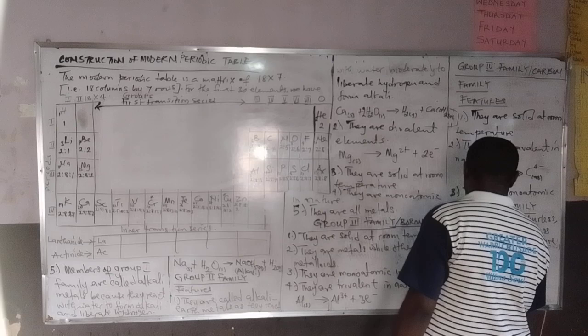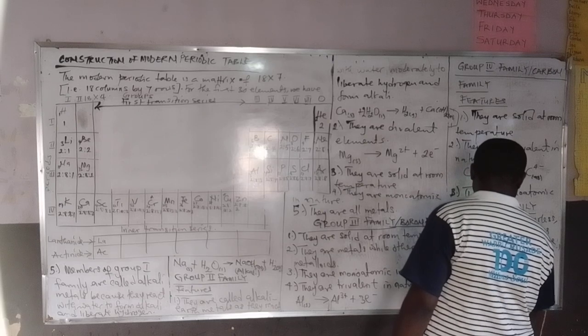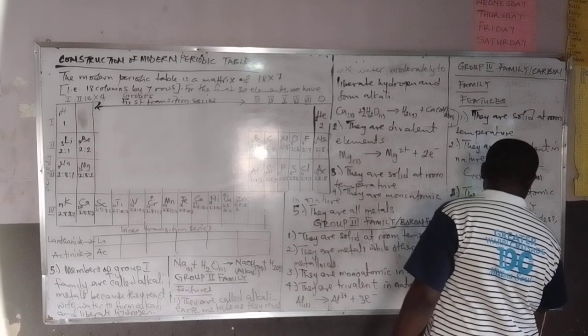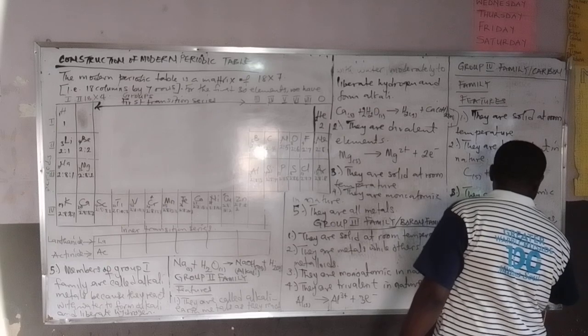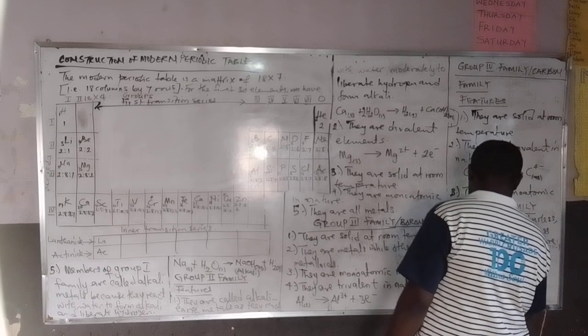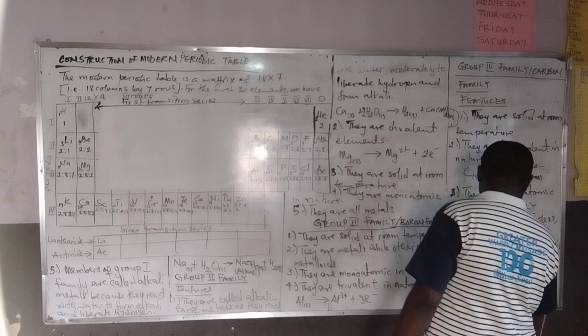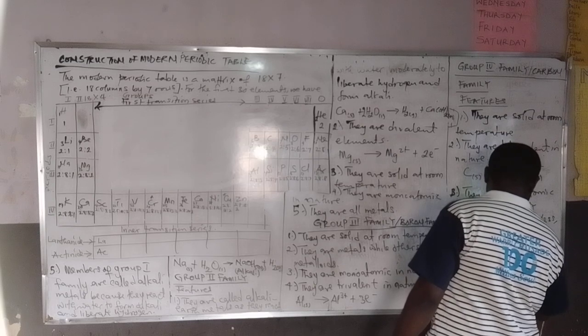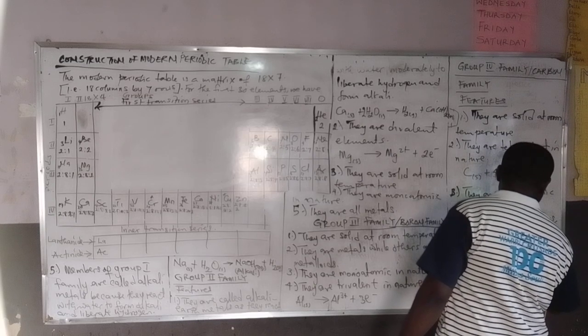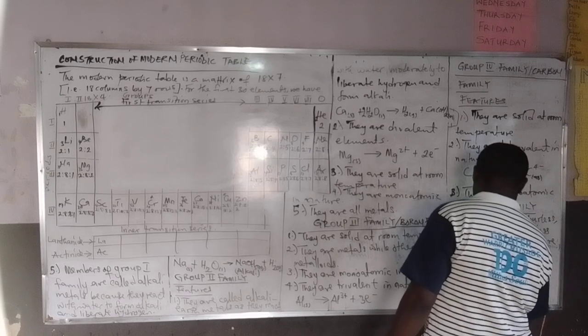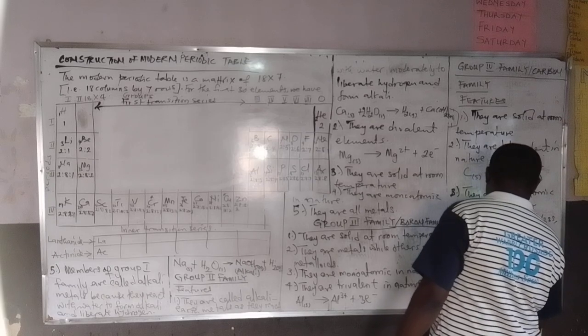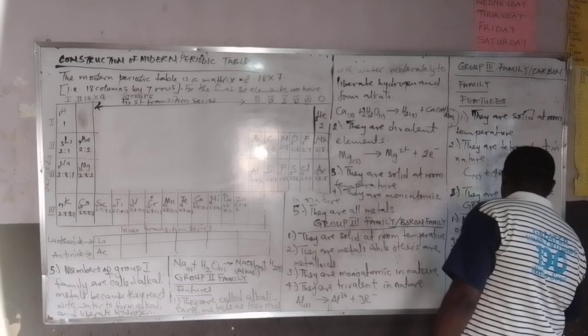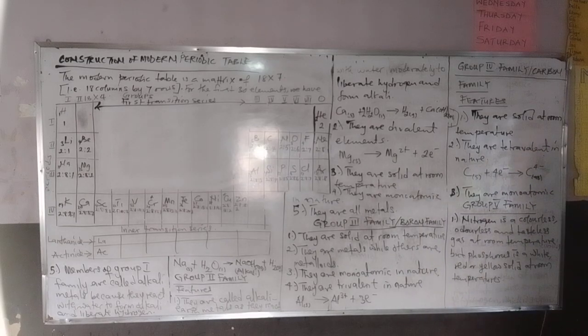But phosphorus is a white, red, or yellow solid at room temperature. So these are the various allotropes of phosphorus. We have red phosphorus, white phosphorus, we have yellow phosphorus. So they are all solid at room temperature. So take note of that.